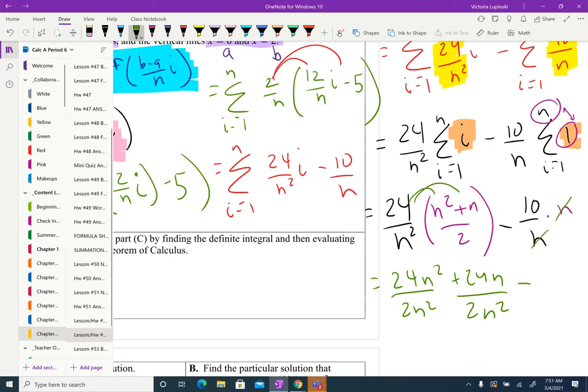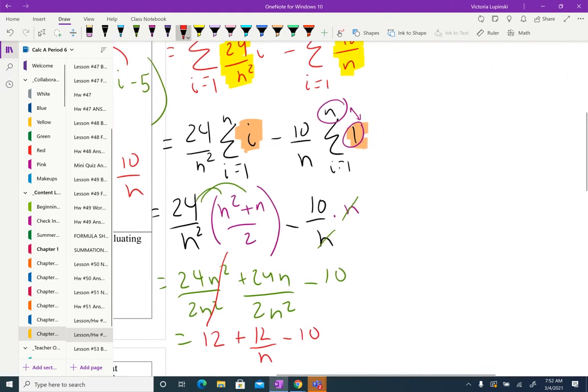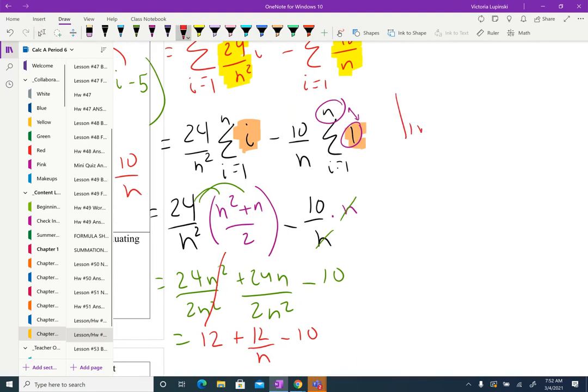Minus, cancel the n's, 10. Simplify. So 24n squared over 2n squared, you can cancel the n squareds, and that's going to give you a 12. Plus 24 divided by 2 is 12 over n, minus 10. And then in the very last step, you just have to bring back your limit statement.